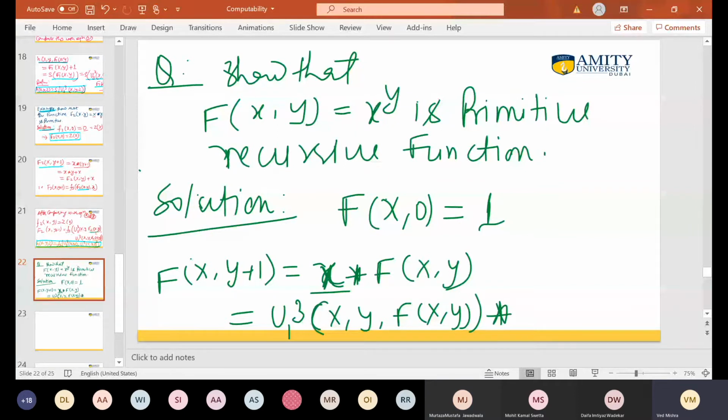Multiplication f(x,y), same thing you can write, only the thing will be changed here: U33(x,y,f(x,y)). Can you write this? So now you are able to write in the form of initial function, that is projection function. So you can say that this is primitive recursive. Hope there is not any confusion, anybody now.